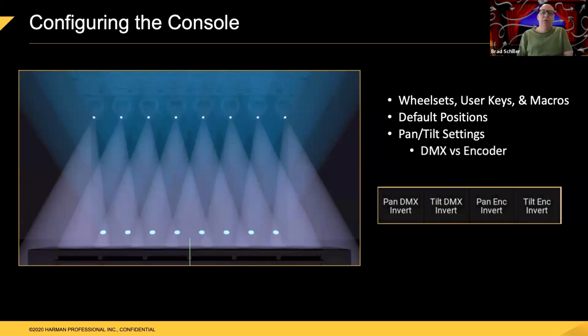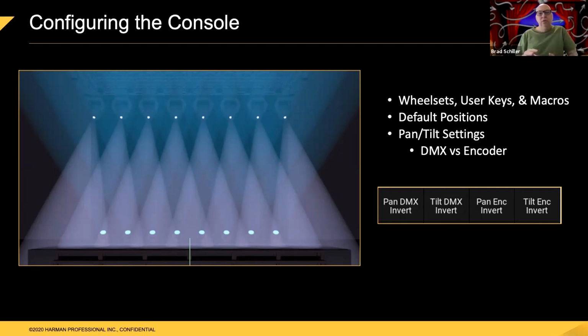Now, when you do go set pan and tilt settings, some consoles give you various options even further. They allow you to choose whether you want to invert the pan and tilt via DMX inverting or via encoder inverting. And it's very important that you understand the difference. If you invert it from DMX, then it'll actually invert the DMX values that are stored in your cues. And that could have an effect if you already have a programmed show, or if you're walking into a venue that's already got positions made.